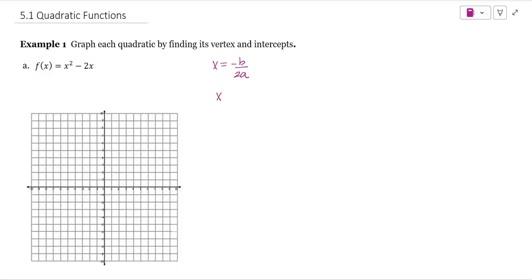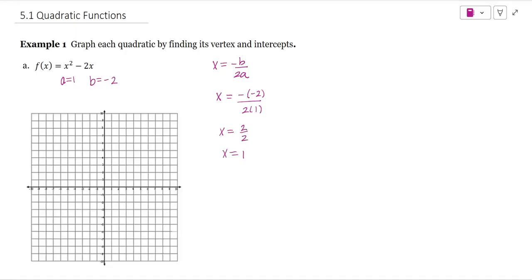located. For our example here, a is equal to 1. It's the coefficient in front of the x squared term. B is equal to negative 2. There's no c term, there's no constant term. So x is going to be negative 2 over 2 times 1, or x is equal to 2 over 2. X is equal to 1.